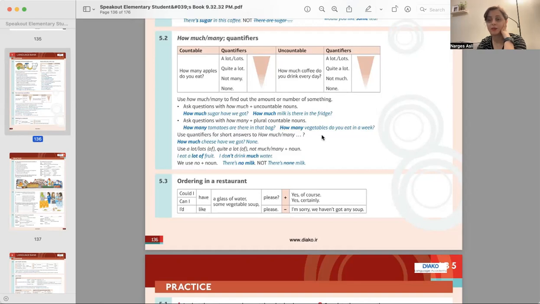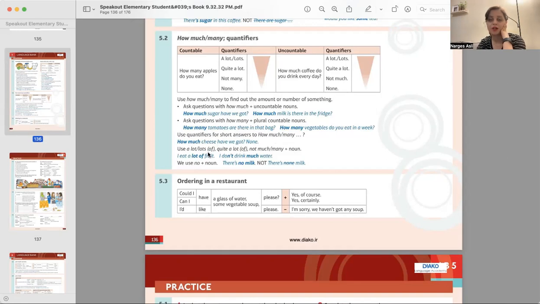How many vegetables do you eat in a week? چند تا ویجیتابل میخوری توی هفته؟ Use quantifier to short answer to how much or how many. How much cheese have we got? None. دیگه مثلا صفر که نمیگی. چقدر پنیر داریم؟ هیچی. نمیگی زیرو. میگی none، هیچی.